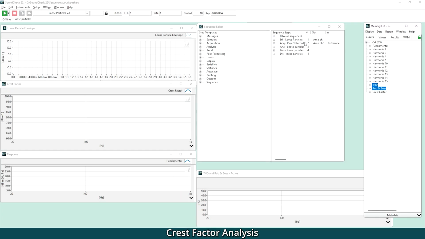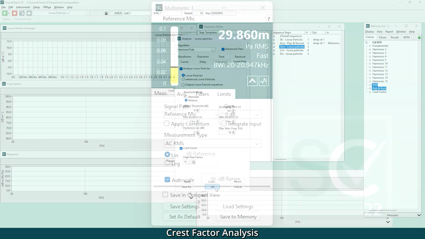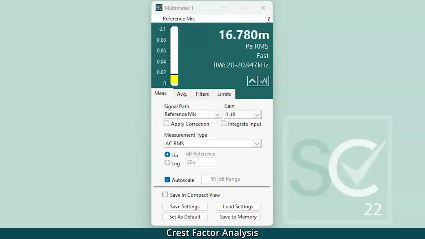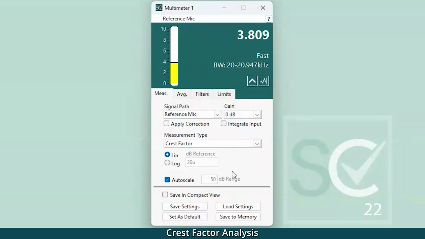You can access this in the analysis editor, along with SoundCheck's other distortion algorithms, and it's a simple checkbox to add this measurement. You can also configure your multimeter to calculate and display crest factor real-time on an input signal.